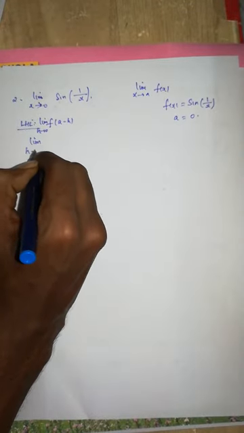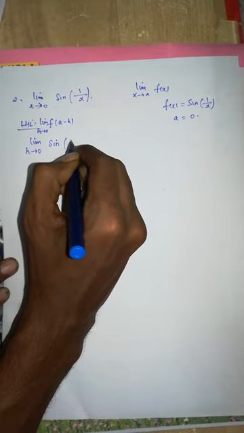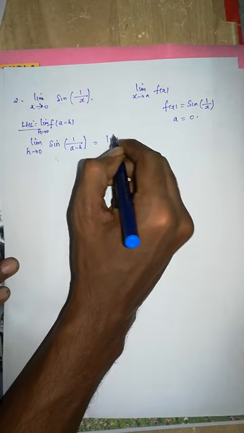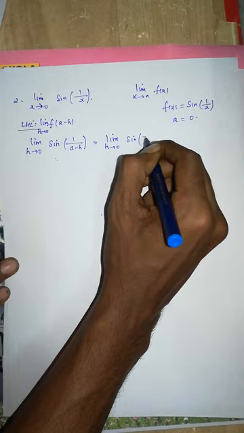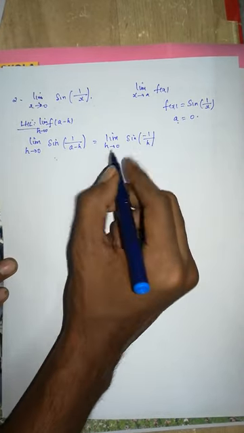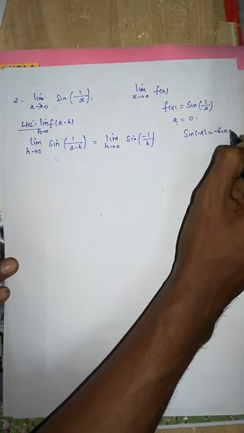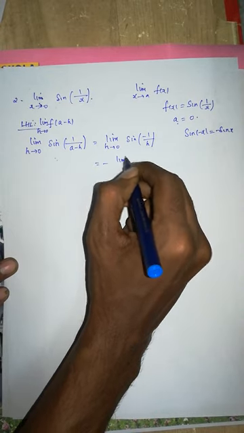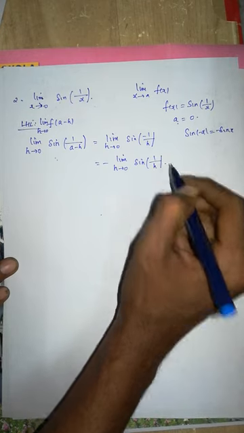So limit h tends to 0 f of a minus h. In place of x, I substitute a minus h. Since a is 0, I am substituting a equal to 0 here, and this will become limit h tends to 0 of sine of minus 1 by h. Now we know that sine of minus x is minus sine x. So this will be equal to limit h tends to 0 of minus sine 1 by h.